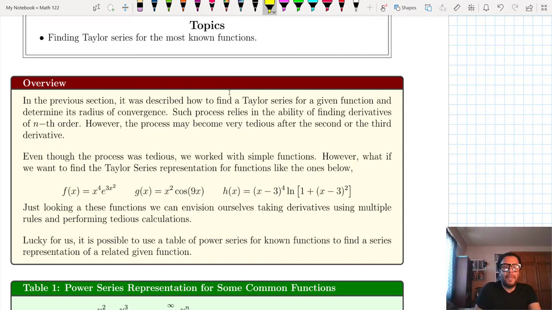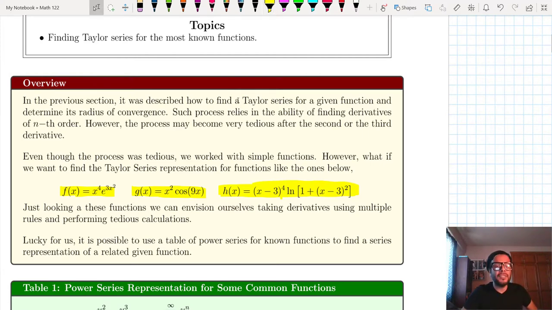For example, look at these functions right here, the one that I'm highlighting. Imagine, just think about these functions and how ugly would it be to go over the long process of finding a Taylor series by finding multiple derivatives? Product rule with an ln rule, and then this ln will turn into a quotient, and the problem is just going to become really ugly.